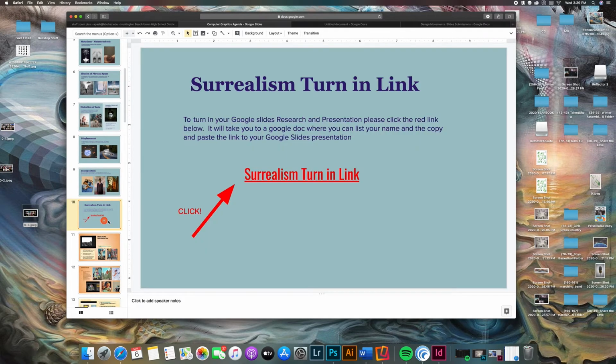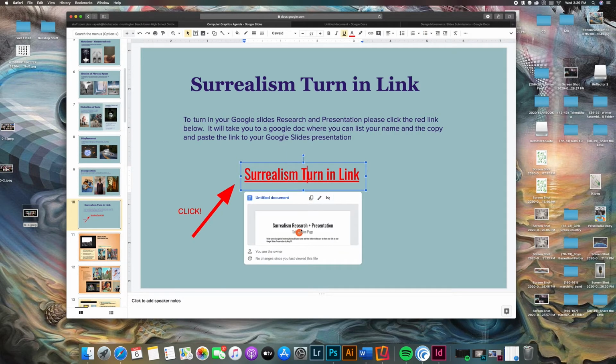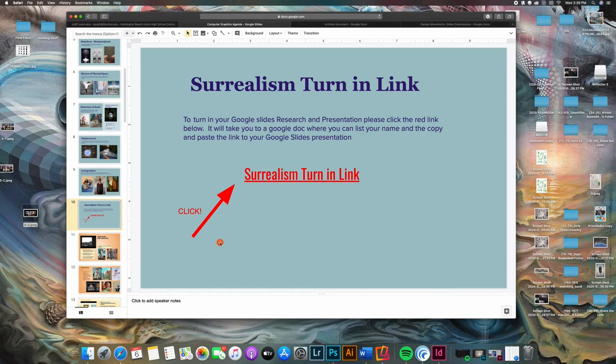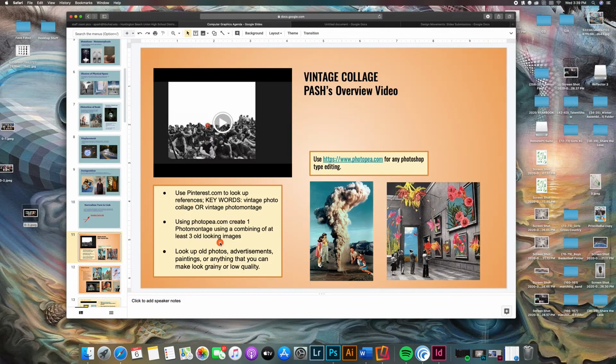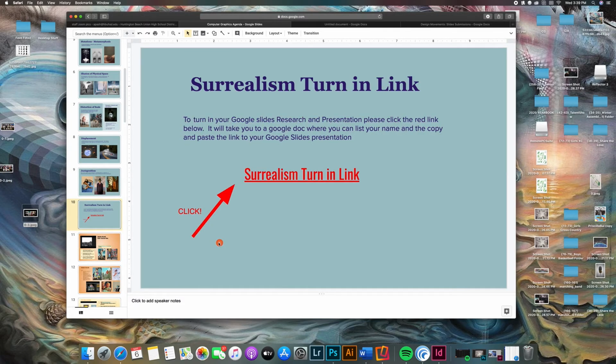So you can click that link. You'll see that will pop up here, and it's just like that page before. You list your name. Once you're done with your surrealism slides, you can copy and paste there. And feel free, as people start turning stuff in, look at others. Maybe it'll help you with some information and see how others have done it.